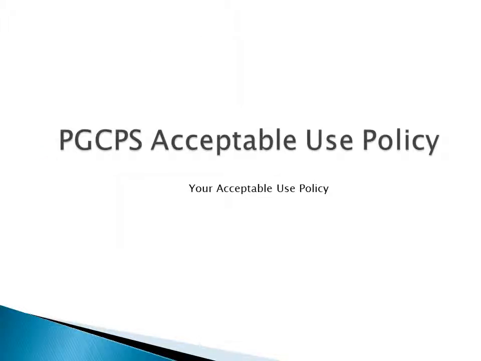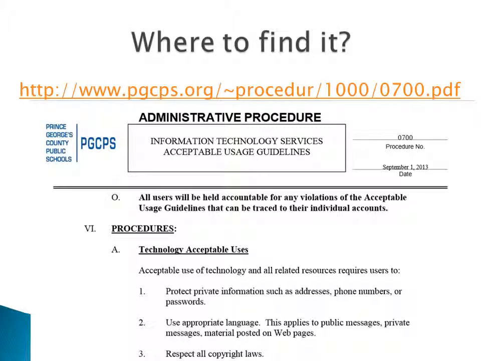Now we're going to take a look specifically at the Prince George's County Acceptable Use Policy. I've put in a subtitle underneath that it's your acceptable use policy. First, let's begin with where to find it. You can find it by visiting the PGCPS website and searching for Administrative Procedure 0700. You can also find the document by following the link posted on the screen.